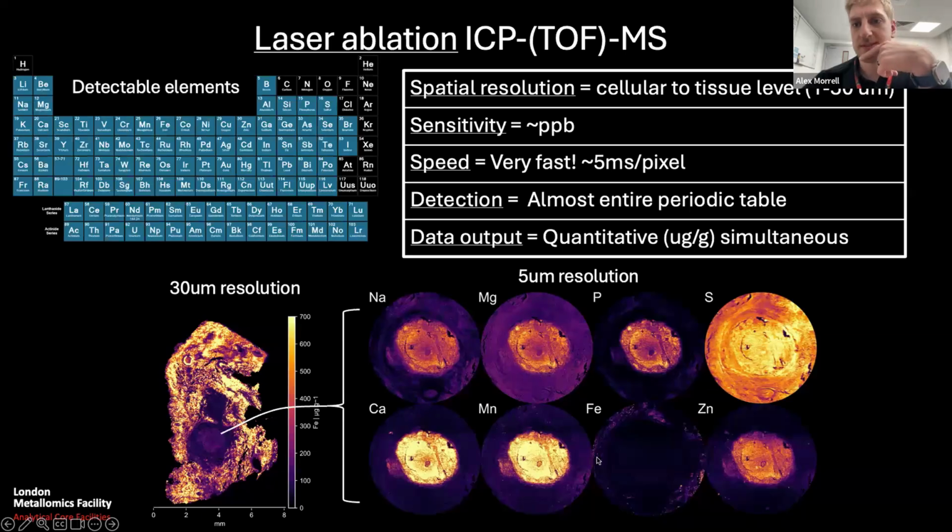And then in terms of its output, we are producing elemental images which are quantitative. So not only are we saying the spatial distribution in counts from a detector perspective, but using some very clever calibration systems, we can then convert that into femtograms, or for biologists, ppm, which is what most people want. So this is to give you an idea of a whole tissue image. At 30 microns, this might have taken about 30 minutes to measure.